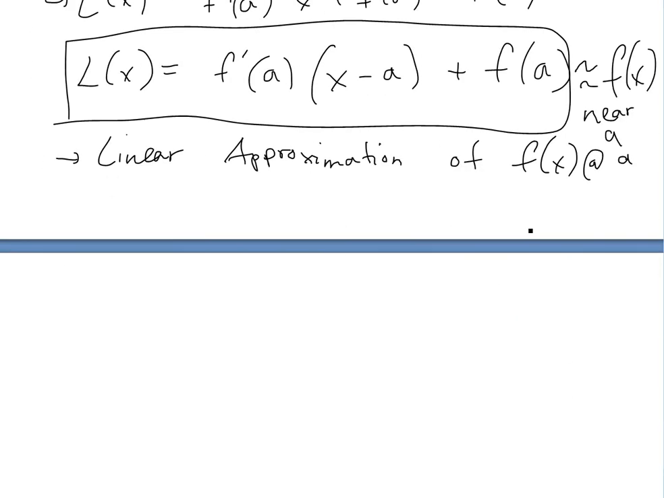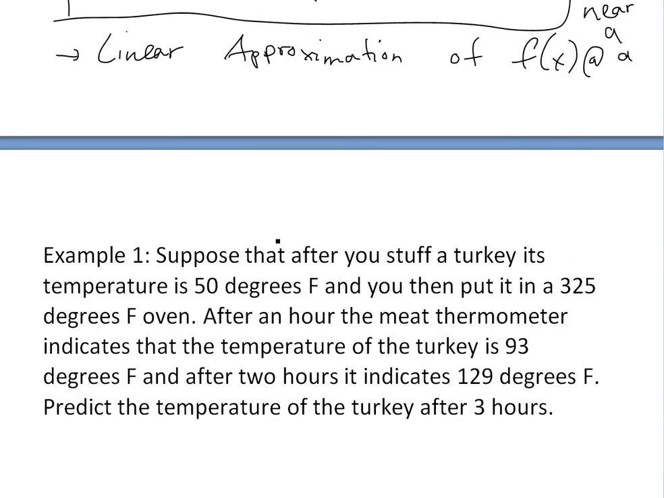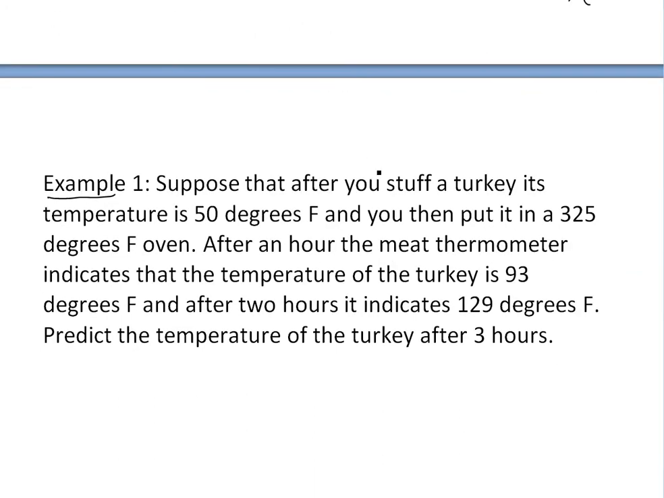So now let's look at an example. Here's example one, which I got from my calculus book. Suppose that after you stuff a turkey, its temperature is 50 degrees Fahrenheit, and then you put it in a 325 degrees Fahrenheit oven. After an hour, the meat thermometer indicates the temperature of the turkey is 93 degrees, so it went up from 50 to 93 in an hour. After 2 hours, it's 129. Predict the temperature after 3 hours.